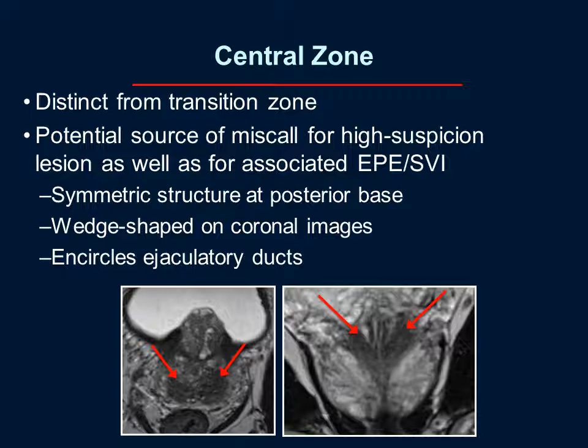So the central zone is a symmetric structure at the posterior prostate base. It's this entire region here. It sits above the peripheral zone and posterior to the transition zone. This encircles the ejaculatory ducts, which we see as these little foci of T2 bright signal posteriorly. You have this wedge shape on the coronal images. So we just have to recognize that the structure sits in this position, and it's just normal anatomy and not suspicious for tumor when recognized as such.